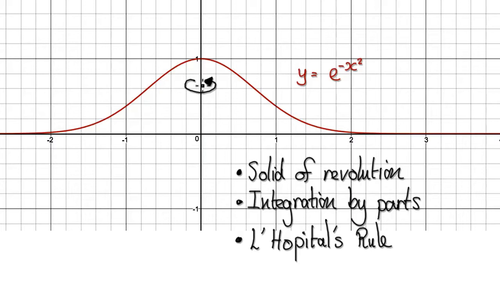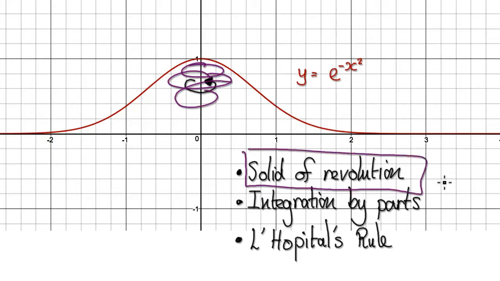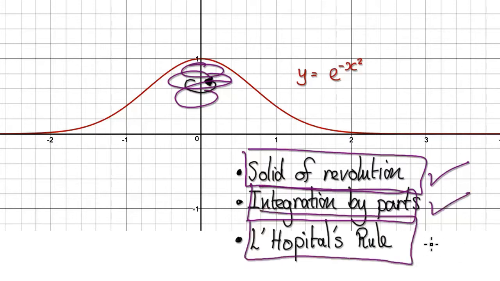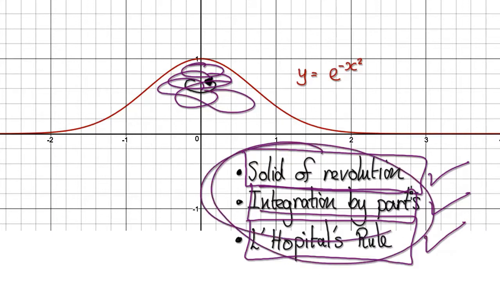Well, anyway, in order for you to work out this solid, I need you to understand the concept of solid of revolution, and we've done this. And I need you to understand integration by parts, and we've done this. And I need you to understand L'Hopital's rule, and we've done this. So in order to work out this solid, you would need all these three components.